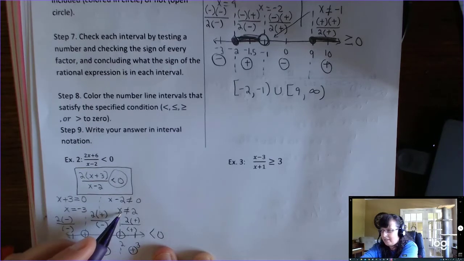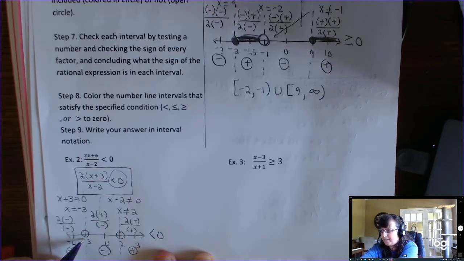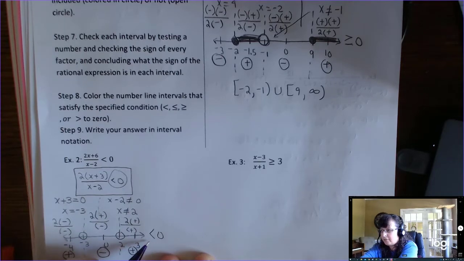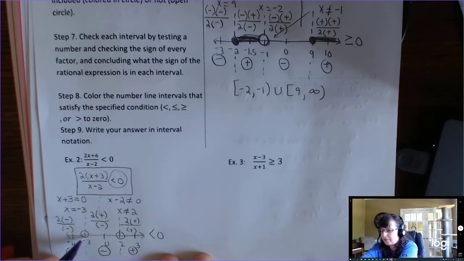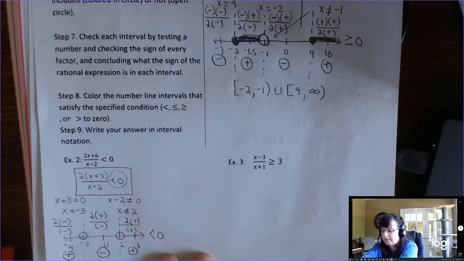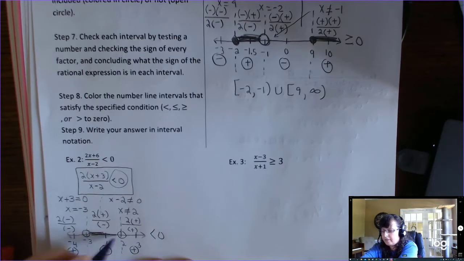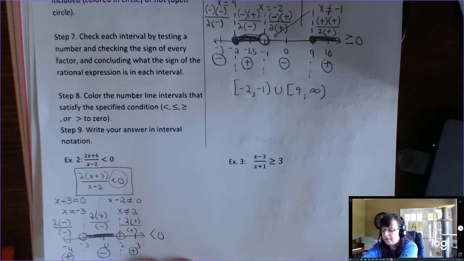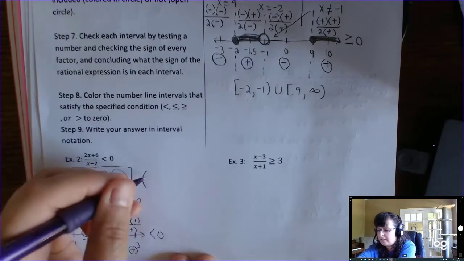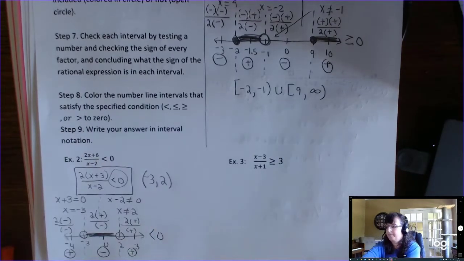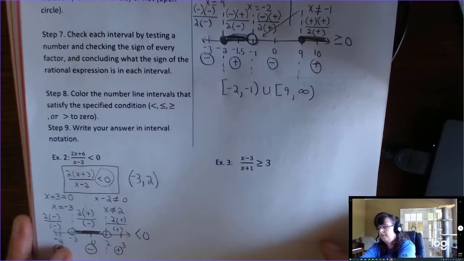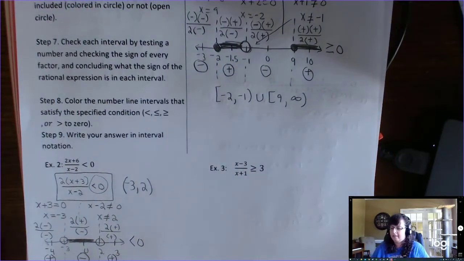I skipped this. Let's talk about what should be here and here. x can't ever be 2, so that's an open circle. And this time, this doesn't say less than or equal to, it just says less than. This is where it equals 0, so this doesn't get included this time. And then we want all the numbers that are less than 0, all the y values. So the y values that are negative are right here. So these x values give you a negative value. In interval notation, that's parentheses negative 3 comma 2.